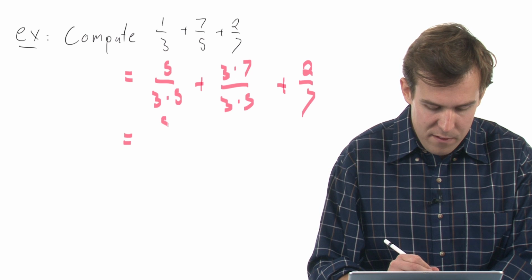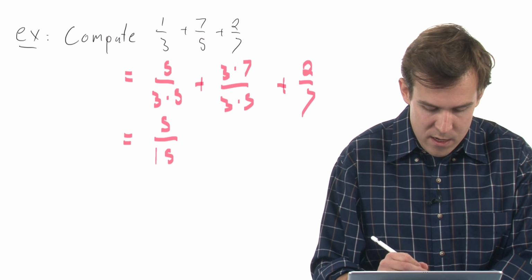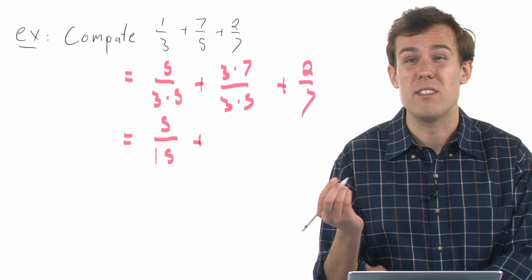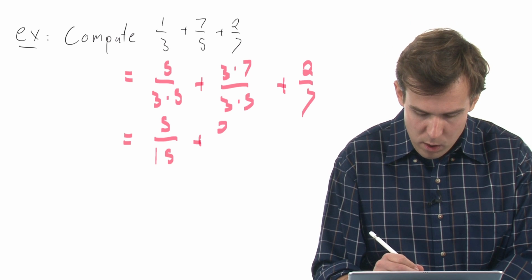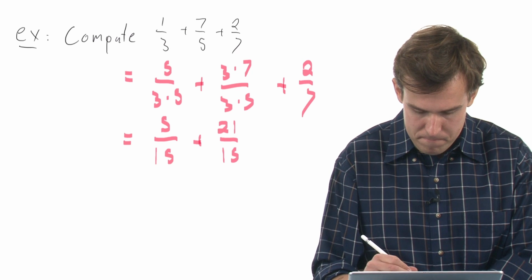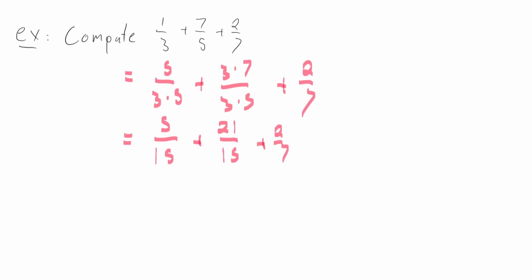So I get 5 divided by 15 plus, 3 times 7 is 21. So 21 divided by 15. And now, okay, I can add these. They have the same denominator. So I have 26 divided by 15 plus 2/7. Okay, so now I have two fractions I have to add. I play the same game.